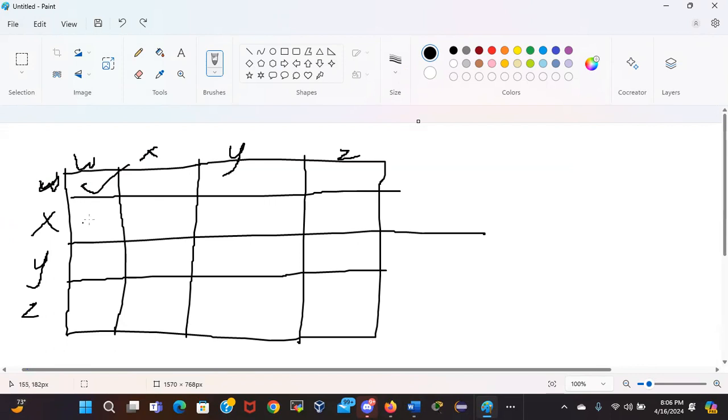Good. So we need to invert its point. What is the inversion of WX? XW, right? XW is located right here. I'll mark it with red. Now we're going to draw a bi-implication arrow between the two of them to signify that they are connected. Does that make sense?